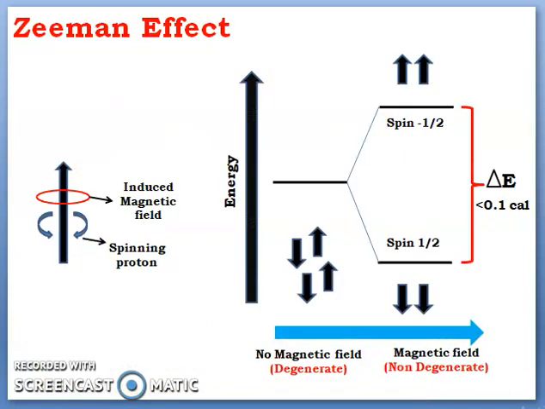It is discussed in the image. This is considered as a tiny bar magnet which is spinning. Due to the spinning, the magnetic field is induced. In the absence of a magnetic field, the tiny charged particles are in random orientation. Hence, it is called degenerate. That means all the protonic spins have the same energy. If we apply the magnetic field, the degeneracy is lost. It is called non-degenerate.